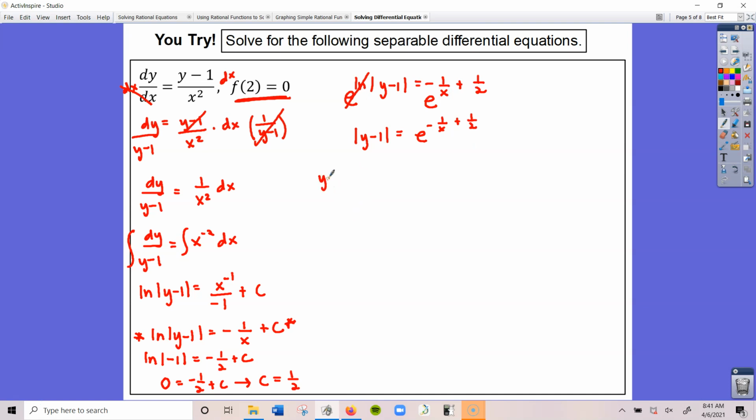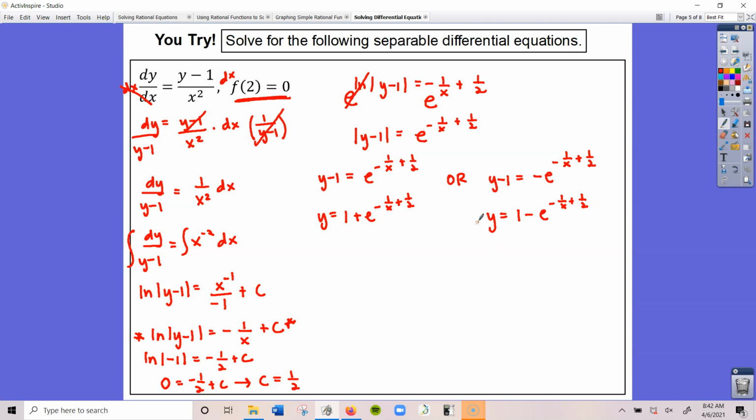So we have either y minus 1 is equal to positive e raised to the negative 1 over x plus 1 over 2, or y minus 1 is equal to negative e raised to the negative 1 over x plus 1 over 2. So to solve for y for each one, we're going to add the 1 over. So y is going to equal 1 plus e raised to the negative 1 over x plus 1 over 2, or y equals 1 minus e raised to the negative 1 over x plus 1 over 2.